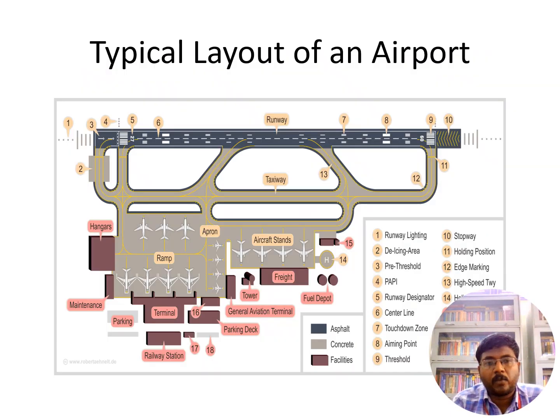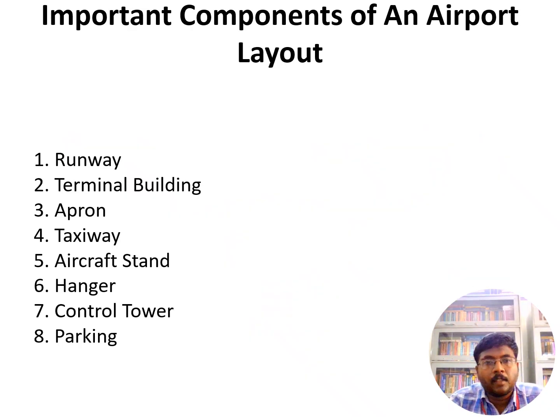Next we see a typical layout of a general airport. In an airport, there are five different components mainly present. They are runway, taxiway, terminal building, apron, and hangar. Next we see the important components of an airport layout. There are eight important components present inside an airport layout. They are runway, terminal building, apron, taxiway, aircraft, control tower and the parking.